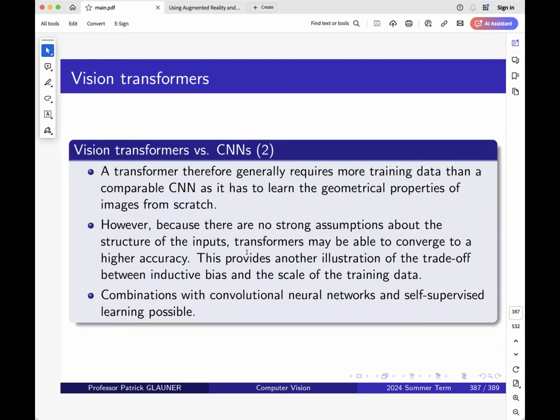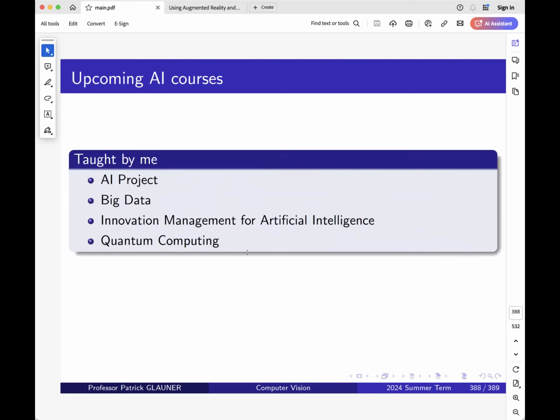There are also some combinations that have been proposed over the years, like how to combine a convolutional neural network and a vision transformer, or how to add self-supervised learning to convolutional neural networks. There are such hybrid architectures. We'll see in the future how they develop in the long term.